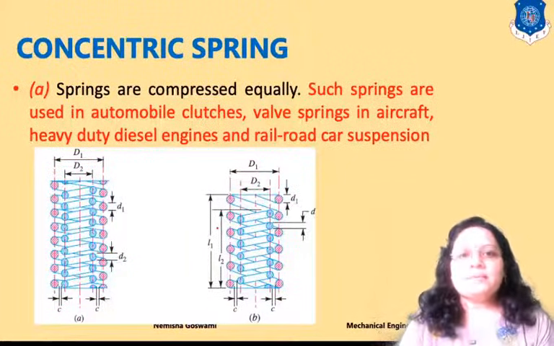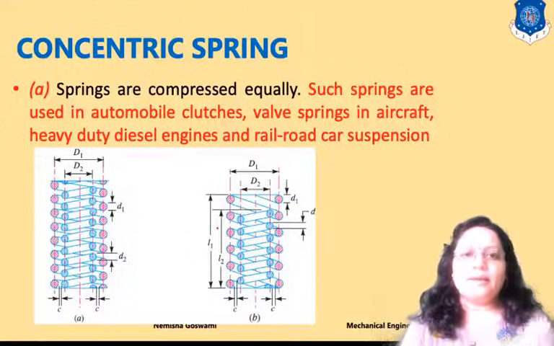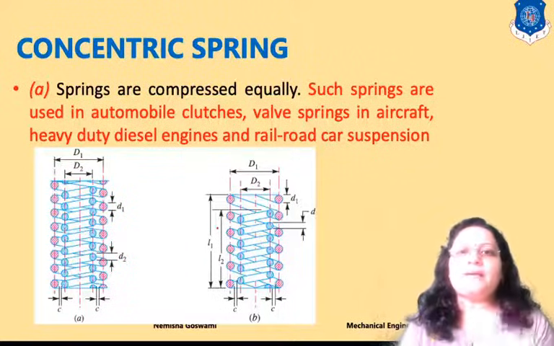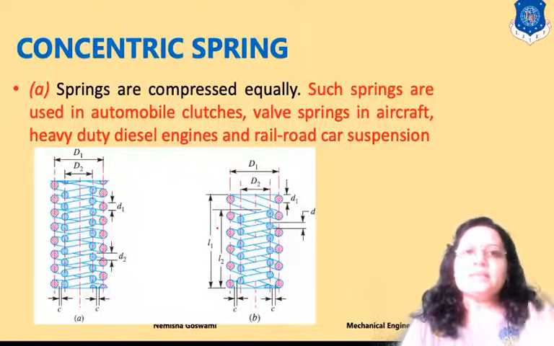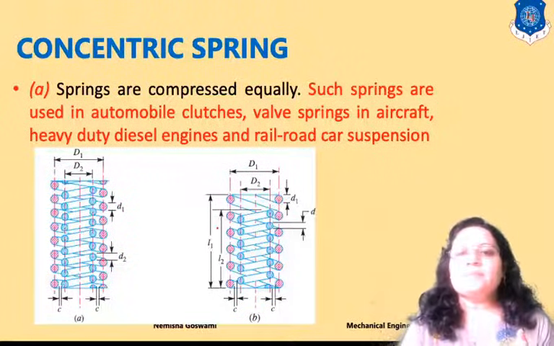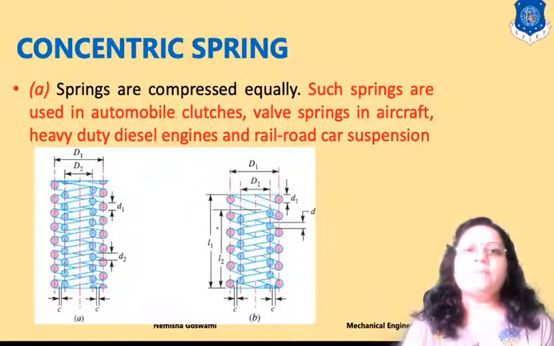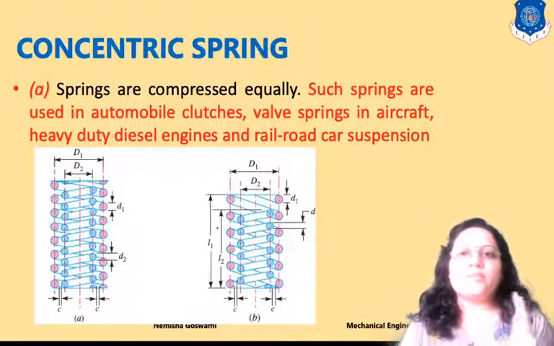You can see in the diagram in front of your screen, diagram A and diagram B. Diagram A is the type of spring where the springs are compressed equally. This type of spring has application in basic automobile clutches, particularly in automobile engines. These are also used in heavy duty diesel engines, in car and rail road car suspension systems, and as valve springs in aircraft. So these are the basic applications of this type of spring.